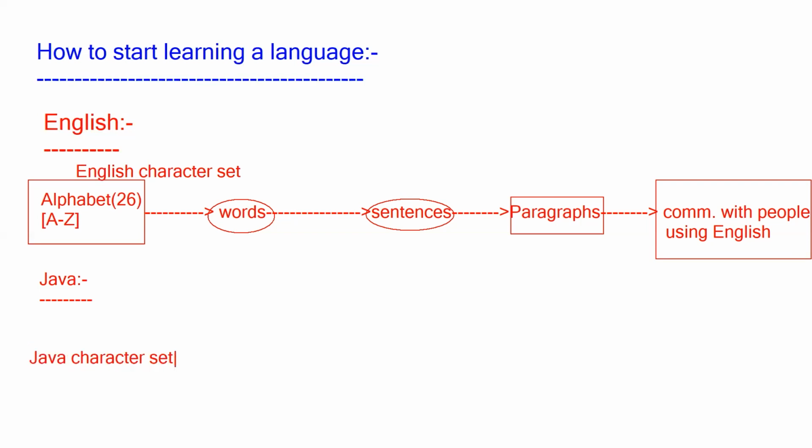English character set means A through Z, and Java character set means how many? There are a total of 65,536 characters in the Java character set. Learning them is not easy, right? Because English has 26 letters and it took so much time, and Java has 65,536 characters. How much time would it take to learn Java? You can imagine. But it is easy to learn them, so we'll see how to learn them and what their ranges are.